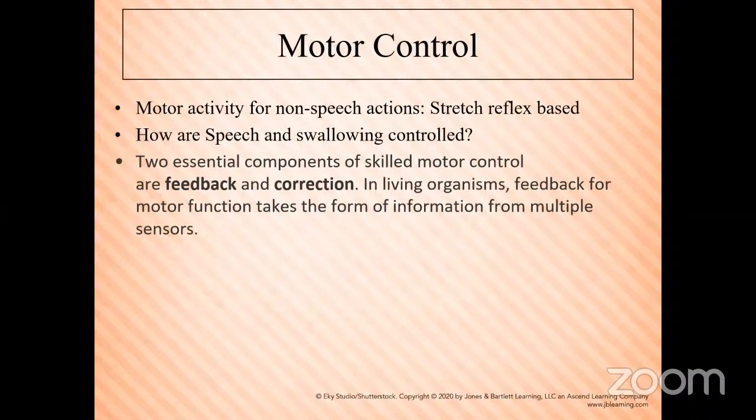Other actions like knee jerks and running are stretch reflex based, but speech and swallowing are controlled in a different way. There are two essential components of these skilled motor control mechanisms. One is feedback and correction. In living organisms, feedback for motor function takes the form of information from multiple sensors. We're going to see what these sensors are in coming slides.